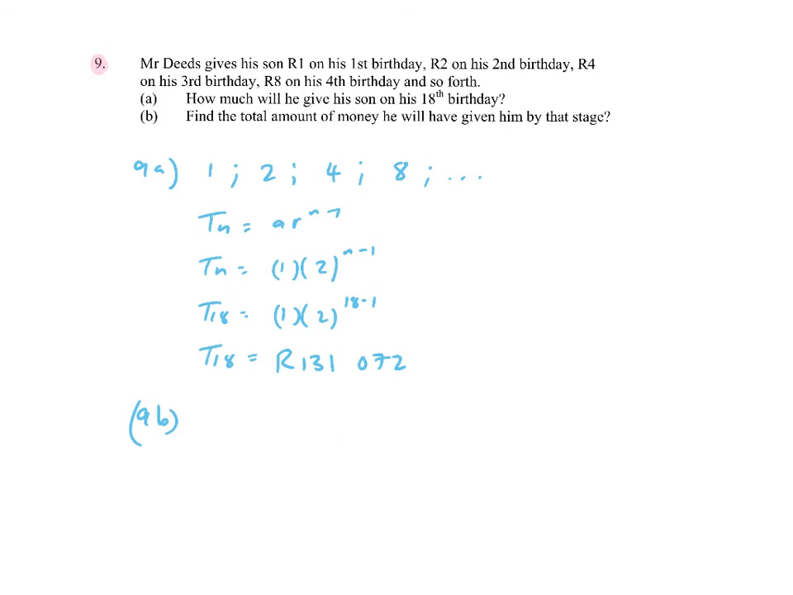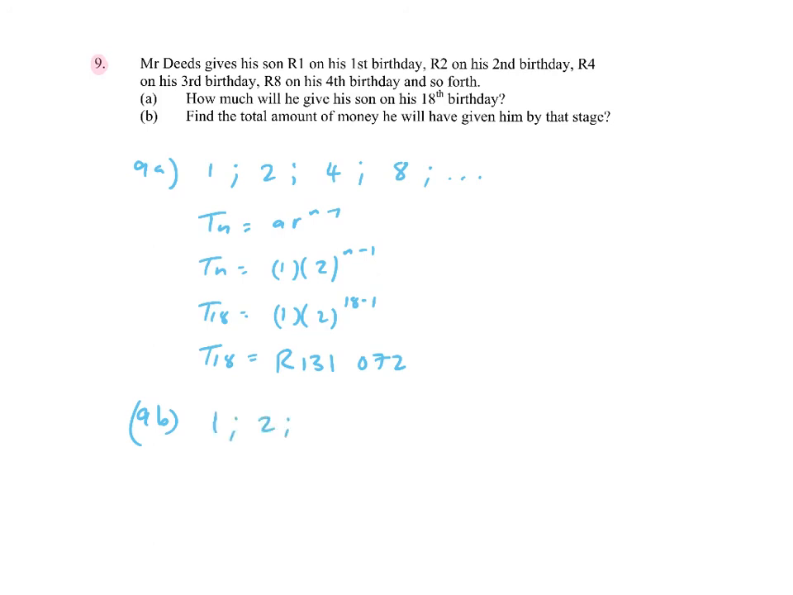So, find the total amount of money that he will have given him by that stage. Now we need to find the sum of all the money given, the total tally, the cumulative total, up to his 18th birthday, including his 18th birthday, of course. In other words, it's the same general term, the same amount of money per birthday.